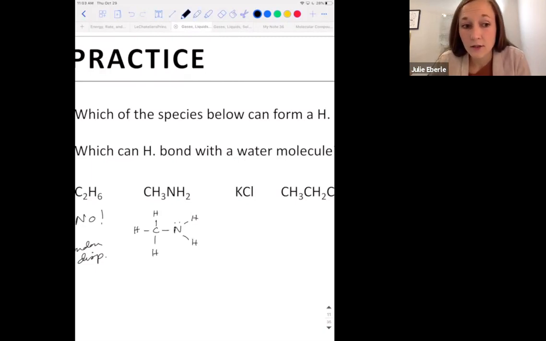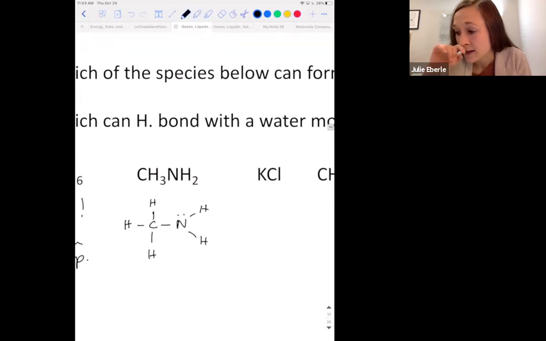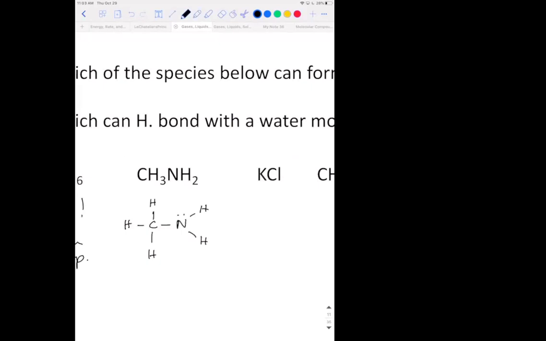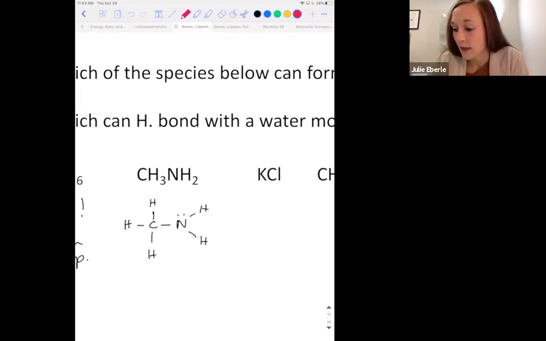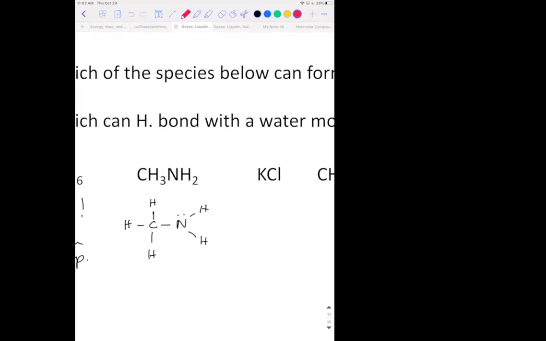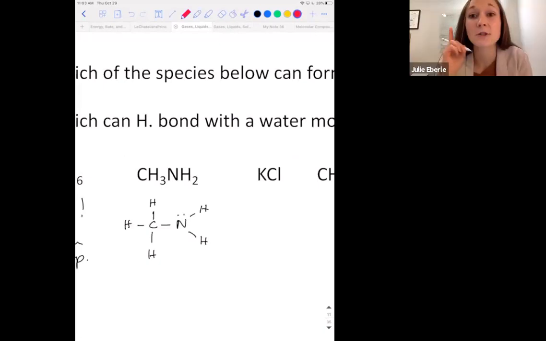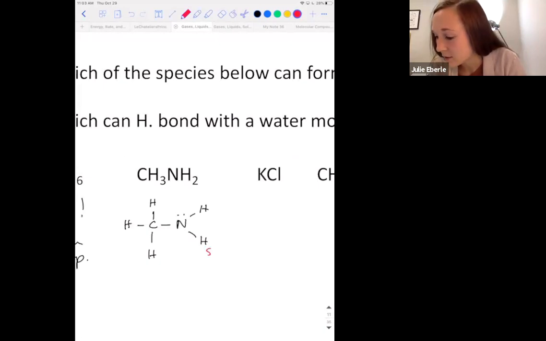So now we need to ask the questions. Is this polar? Can it hydrogen bond? If it can hydrogen bond, we need to be able to identify donors and acceptors, or at least one or the other. Can anybody identify one of those? Do we have a donor? If we do, which hydrogens are the donors? The hydrogens connected to the nitrogen. Yes, Aaliyah. These over here are both positively polarized. Why are these hydrogens not?